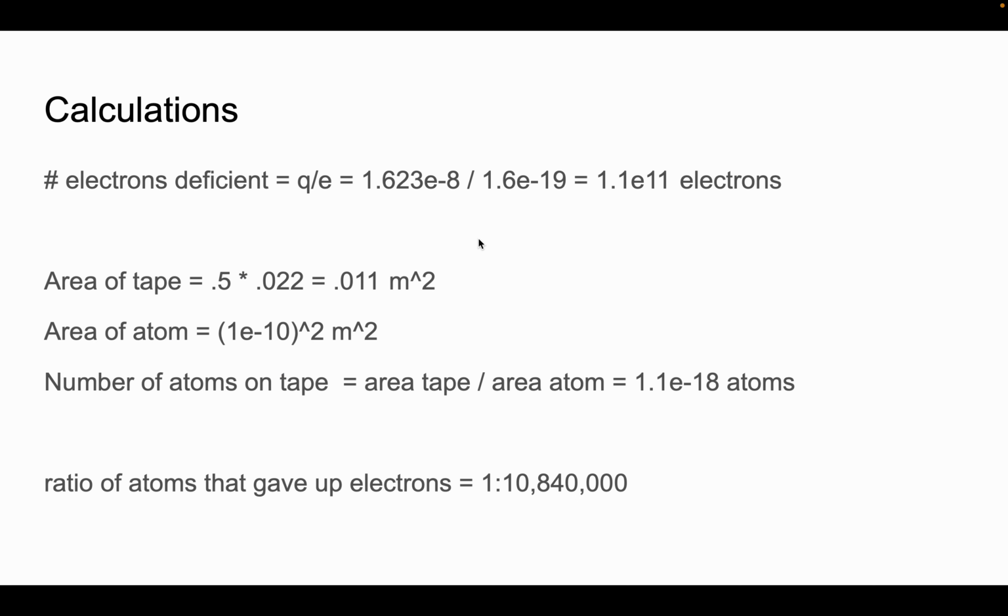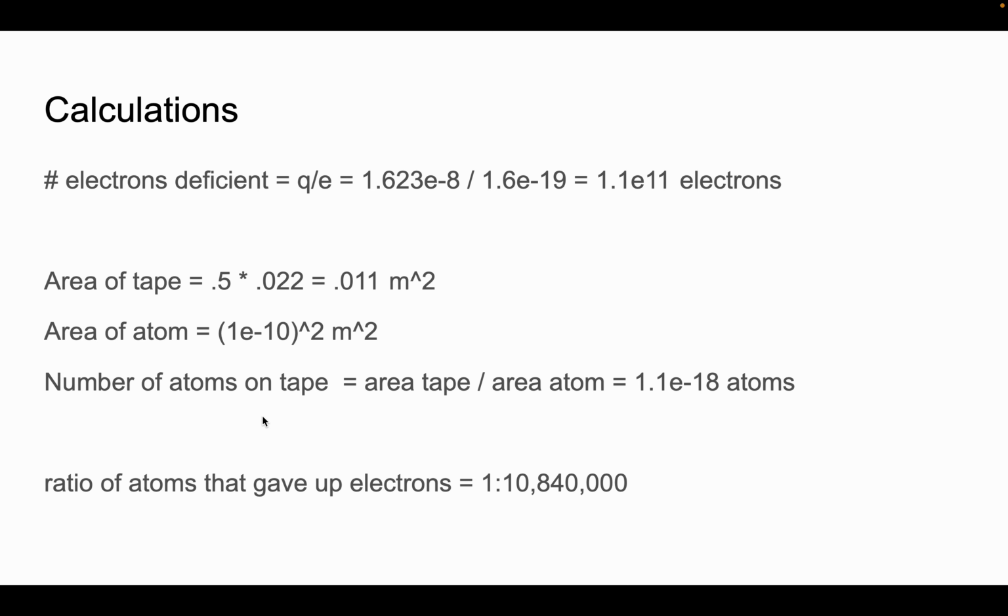As I mentioned, in this experiment we found that the charge had a magnitude of 1.6 times 10 to the negative 8 coulombs, and again, that's electron deficiency because it's positively charged. By dividing the magnitude of the charge by the charge of an electron, we found that there were 1.1 times 10 to the 11 electrons deficient on that piece of tape, so given up.